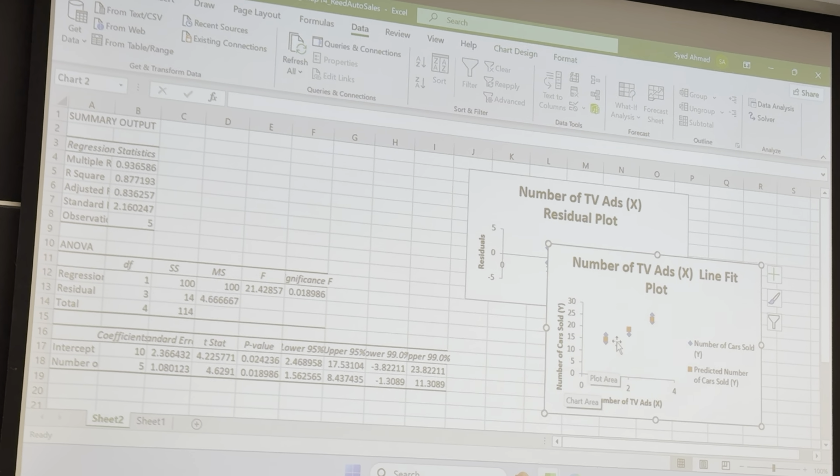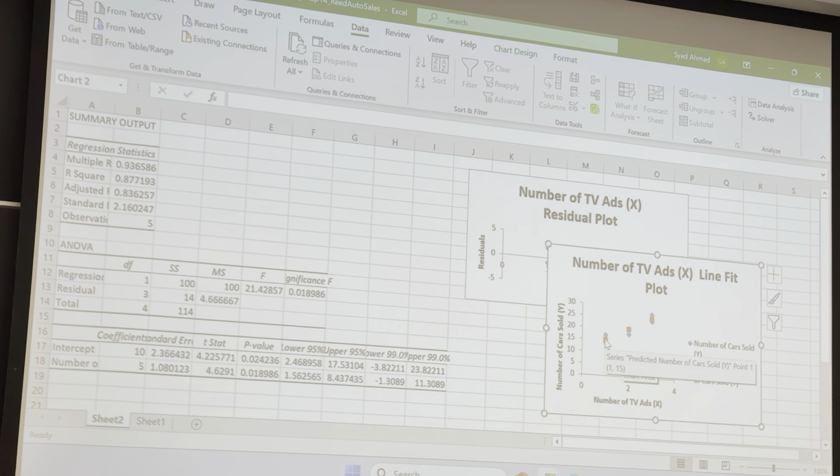Number of cars sold over here. I mean, here are two values, one value and two values, right? And this circle, the square which you see over here is like a straight line. So, here is a straight line, and here are the actual values. So this is a line fit plot.